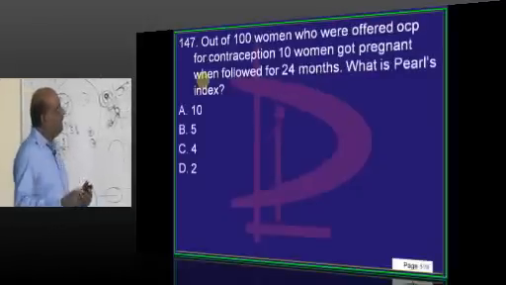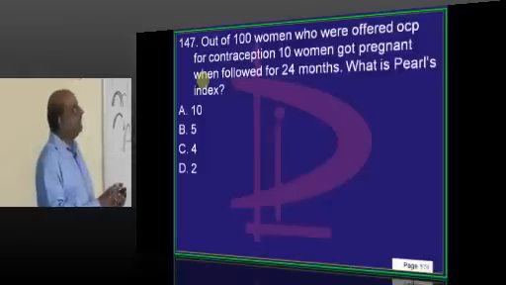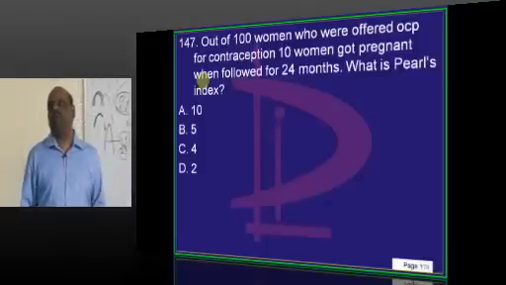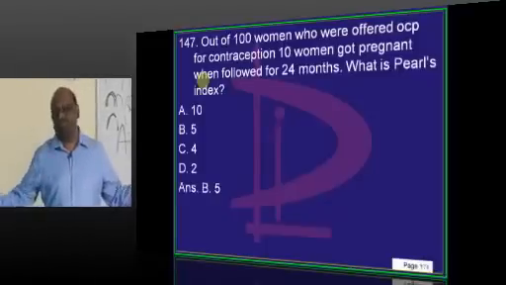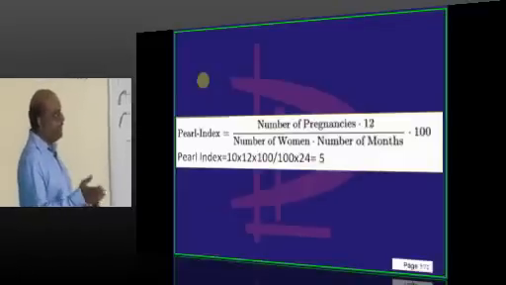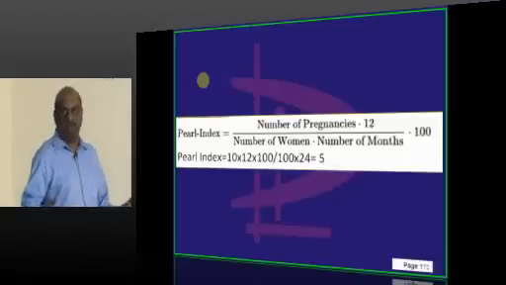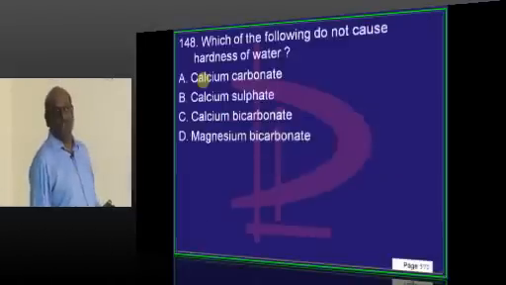Then out of 100 women, 10 women got pregnant in spite of using contraception and were followed for 24 months. Pearl index is a favorite, standard question. Number of pregnancies into 12 by number of women into number of months into 100. That will give you 10 into 12 into 100 by 100 into 24, which is equal to 5. That is what needs to be remembered.